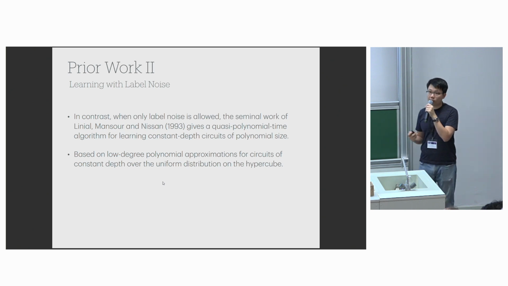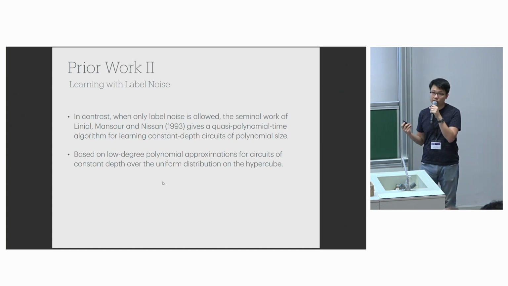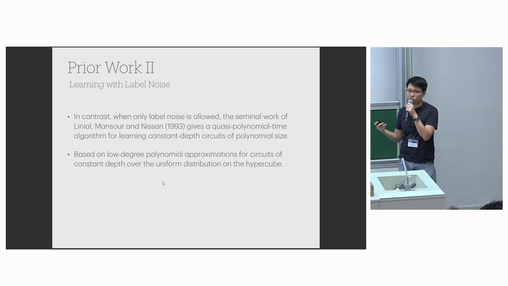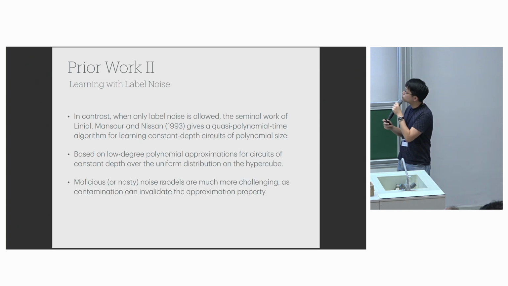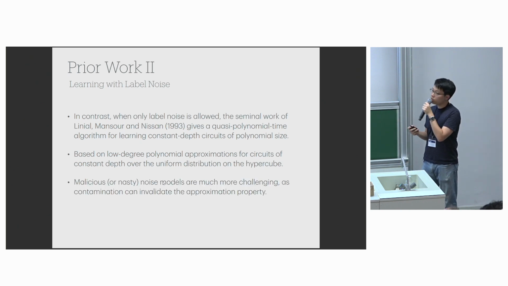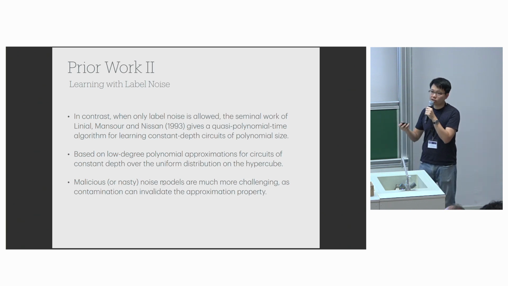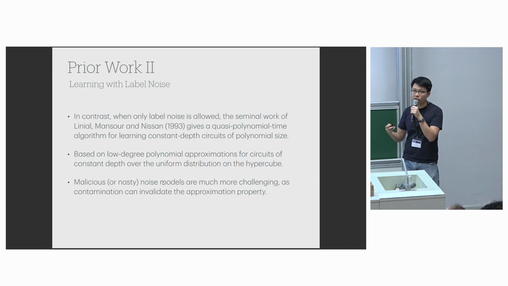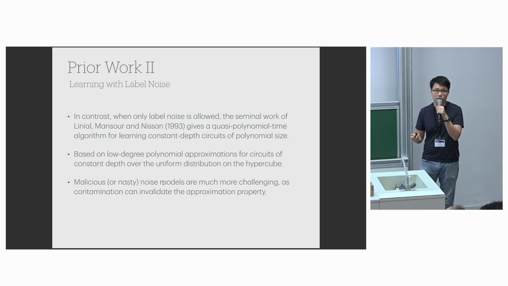And what was this LMN algorithm based on? It was based on the fact that there exist low-degree polynomial approximations for constant depth circuits over this uniform distribution. So it was based on these polynomial regression algorithms as well as moment matching ideas. Okay, but notably, in this malicious or nasty noise model that is studied in this work, it is much more challenging because contaminating some fraction of the features can completely violate this approximation property over the hypercube, because you're changing the base distribution, right?